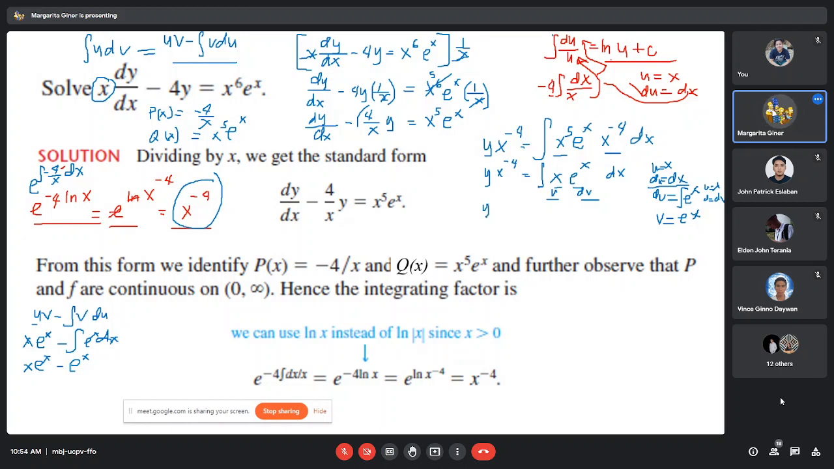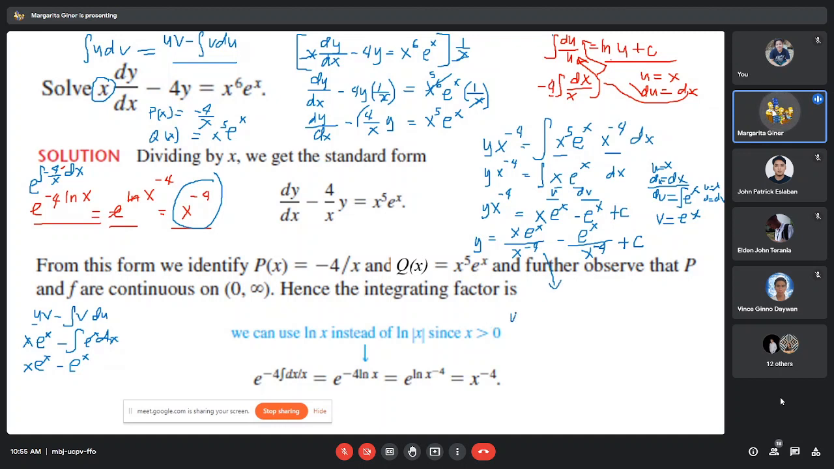So this will become y x raised to negative 4 is equal to, after solving the antiderivative, x e raised to x minus e raised to x plus c. So to solve for y, y is equal to x e raised to x over x raised to negative 4, minus e raised to x over x raised to negative 4, plus c.